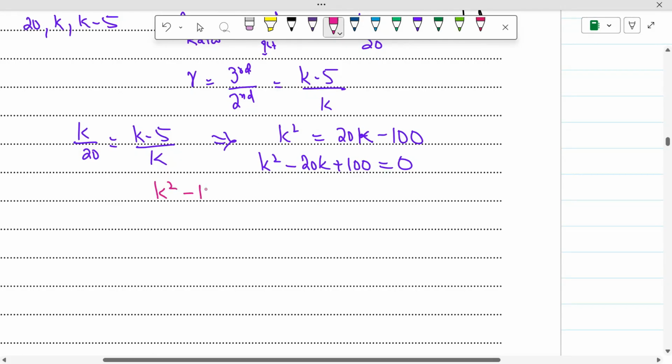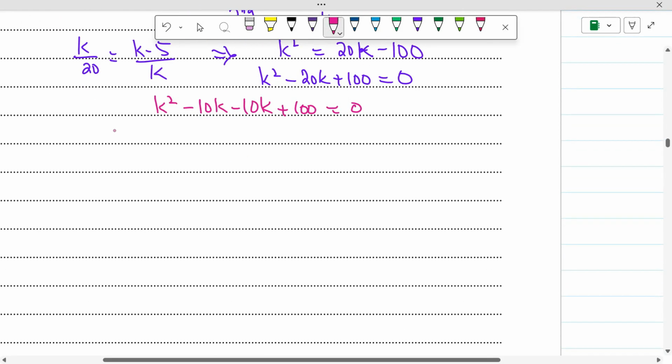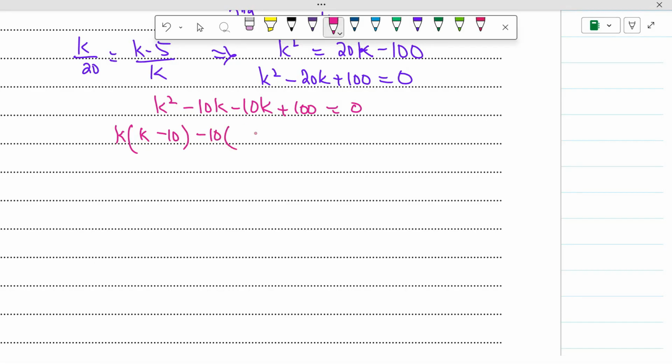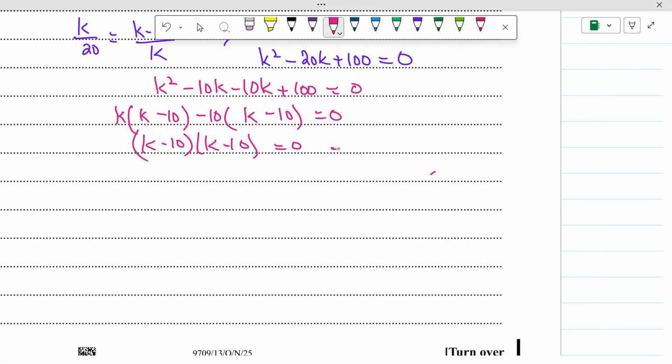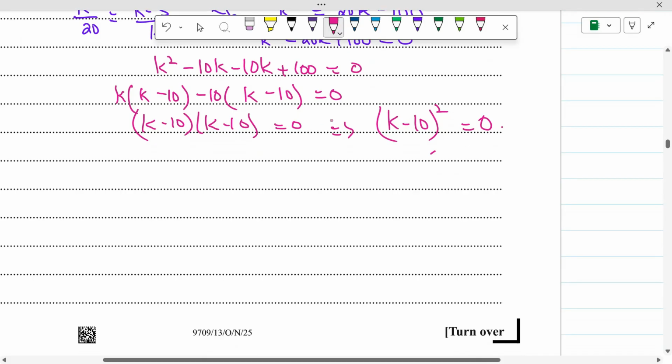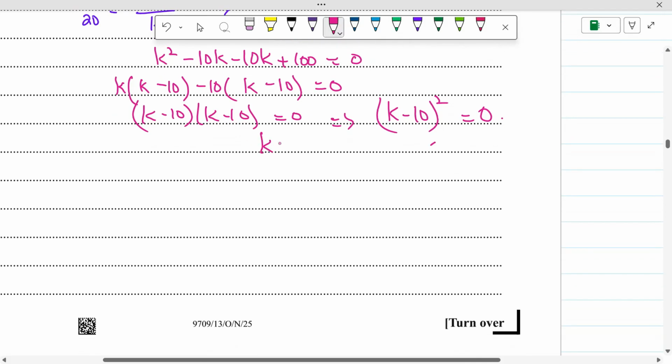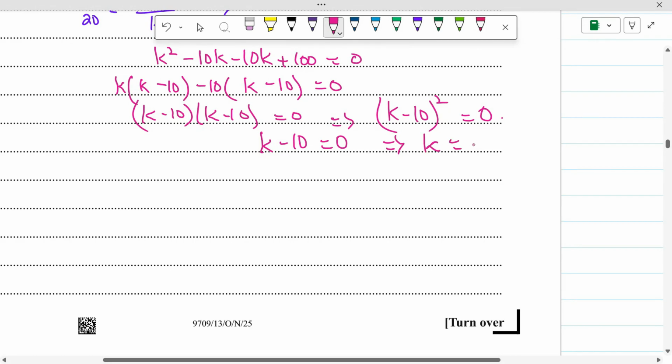So k squared minus 10k minus 10k plus 100 equals 0. Taking k common and then 10 common, we have k minus 10 times k minus 10 equals 0. So we have k minus 10 whole squared equals 0. Taking the square root of both sides, we have k minus 10 equals 0, and in this case k is equal to 10. So we have calculated the value of k.